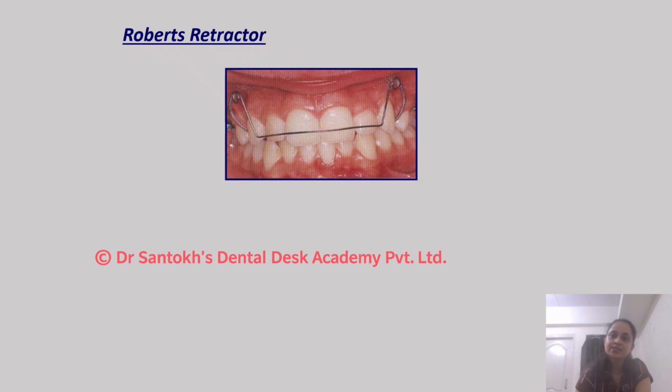Next, this is a Roberts retractor. So you can see a helix incorporated in this Roberts retractor. Okay, so what will be the purpose of the Roberts retractor? It has a helix in it, so it will increase the length of the wire. Again, it will increase the flexibility.